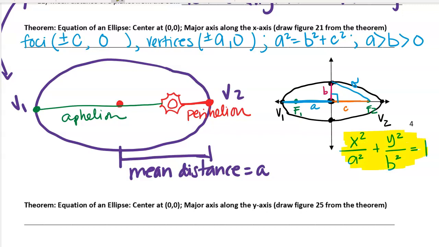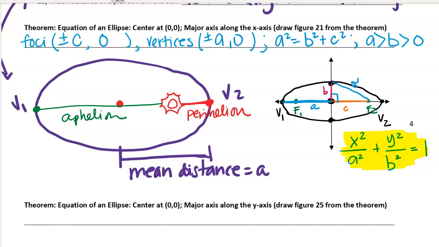All right, now I'm going to ask you a question really quickly. What shape do you think it's going to be if a squared is exactly the same as b squared? A circle, yeah. So the distance here and here would now be exactly the same.